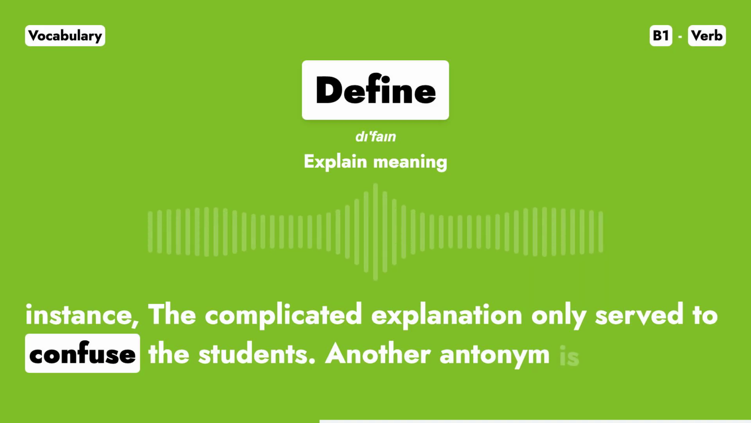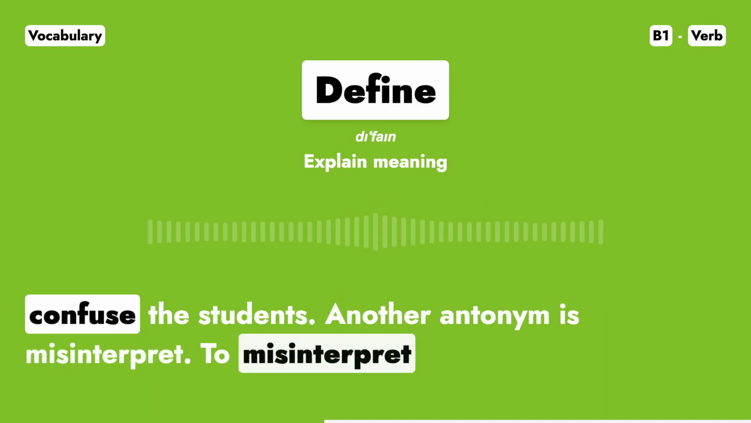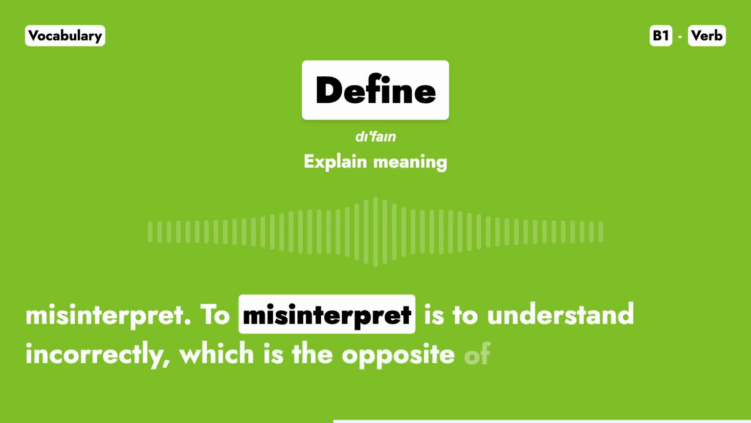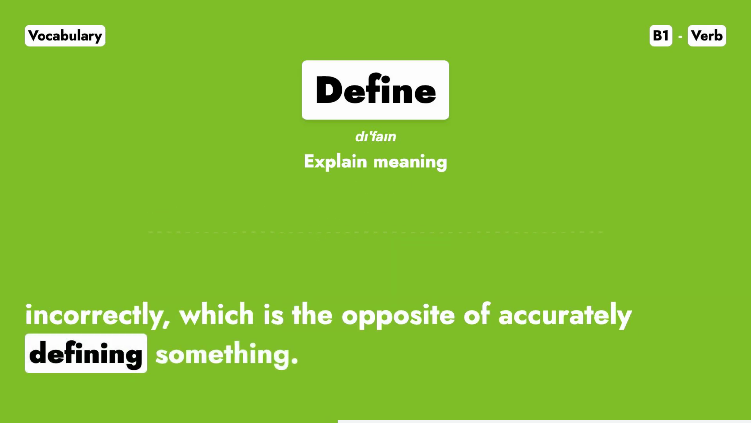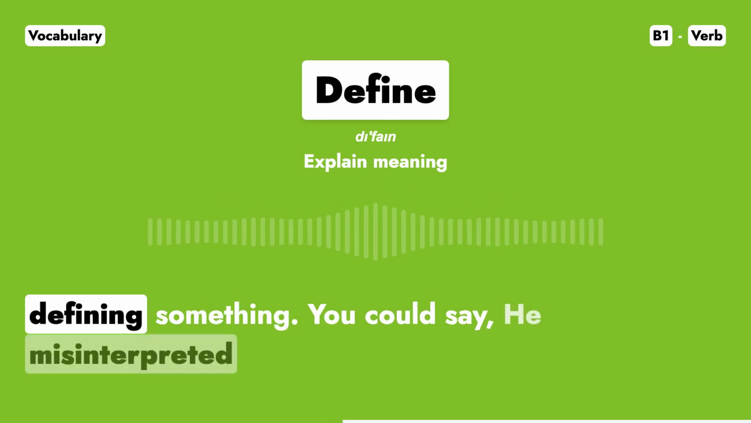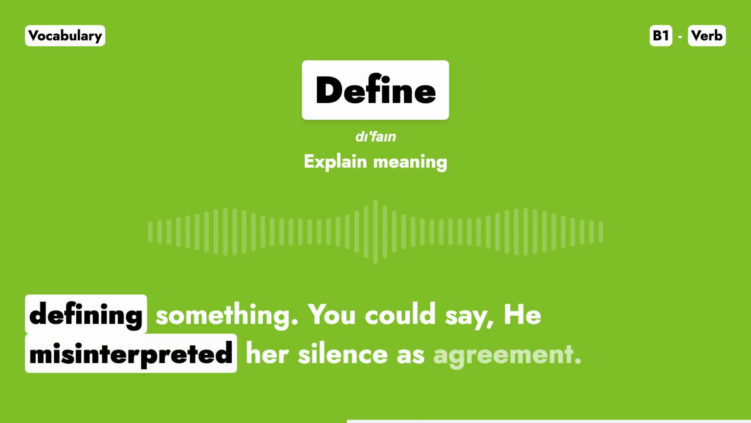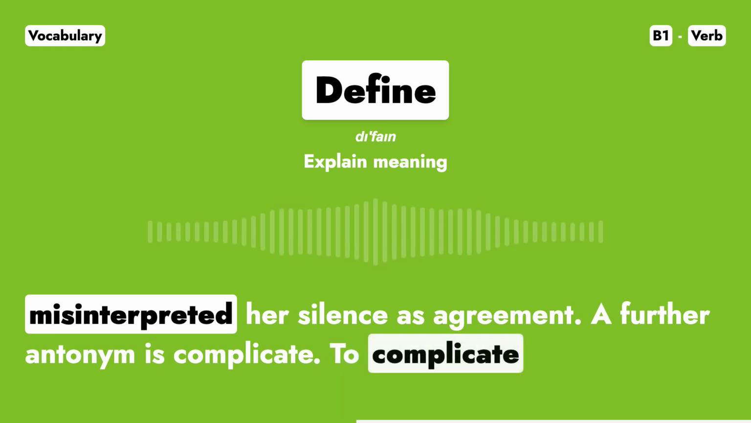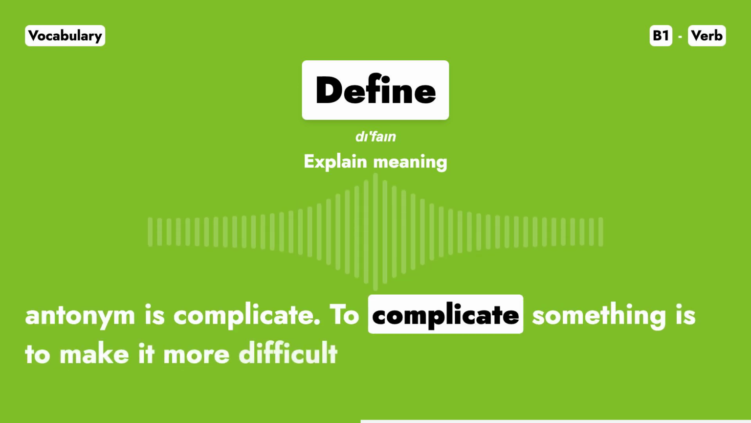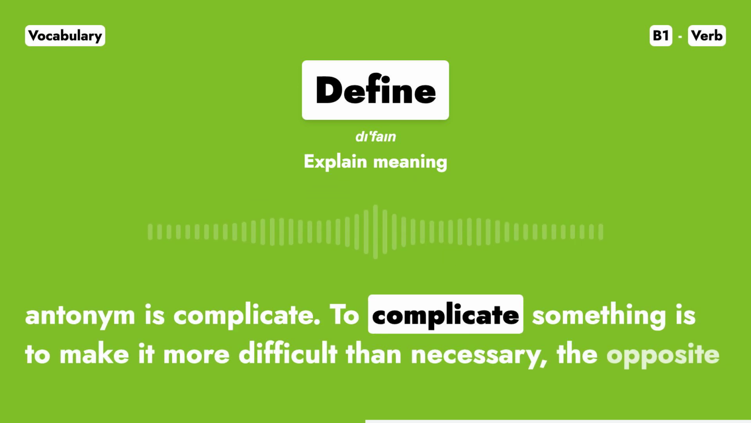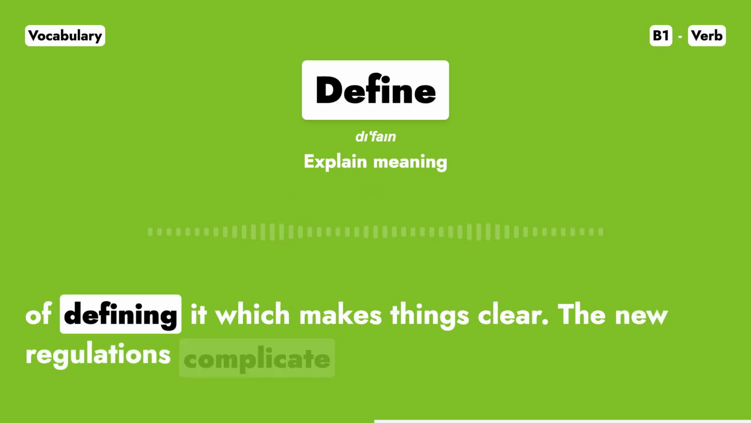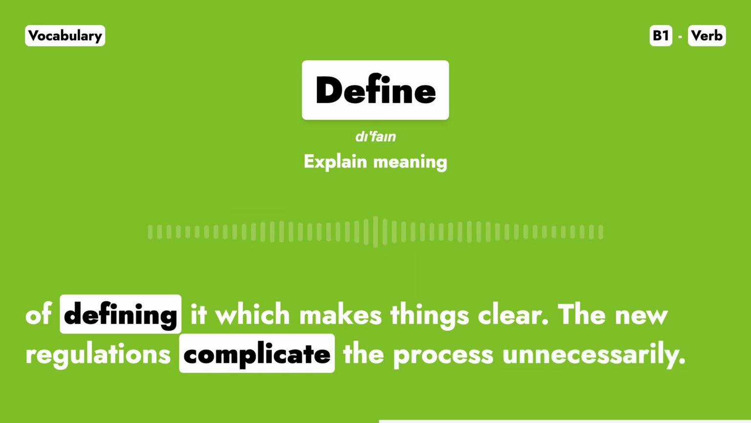Another antonym is misinterpret. To misinterpret is to understand incorrectly, which is the opposite of accurately defining something. You could say, "He misinterpreted her silence as agreement." A further antonym is complicate. To complicate something is to make it more difficult than necessary, the opposite of defining it, which makes things clear. The new regulations complicate the process unnecessarily.